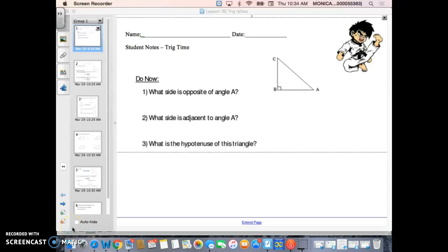So far we've talked about similar right triangles and we've figured out how we can set up our trig ratios. So today we're going to put it all together.